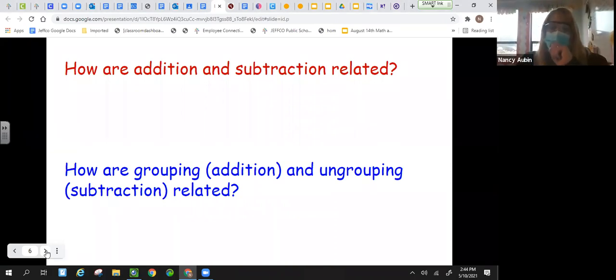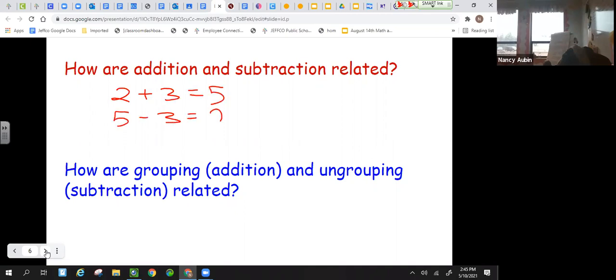Good job. All right, how are addition and subtraction related? That is part of our learning target today. Lyric, how are addition and subtraction related? Like multiplication and division are related, right? How are addition and subtraction related? Okay, let's do an example. 2 plus 3 equals 5, right? 5 minus 3 equals what? 2. So does that help? How are they related? They're the inverse of each other, opposite.